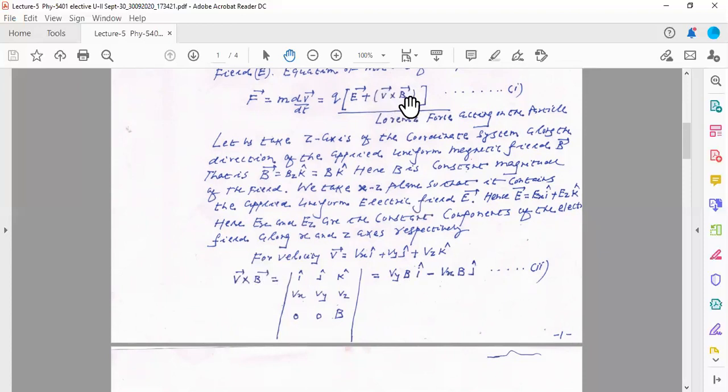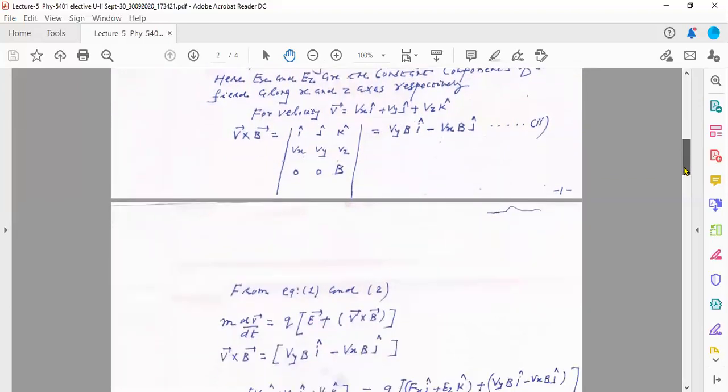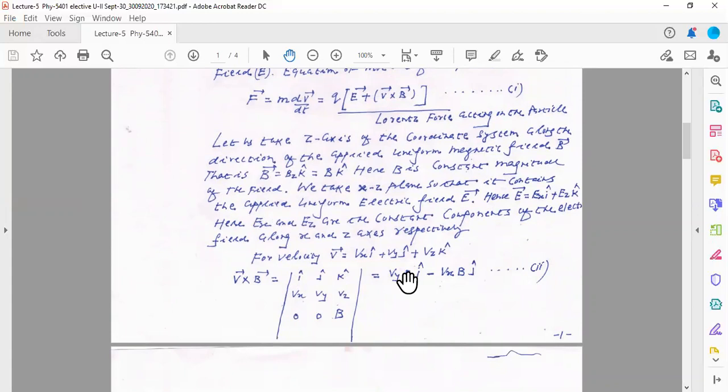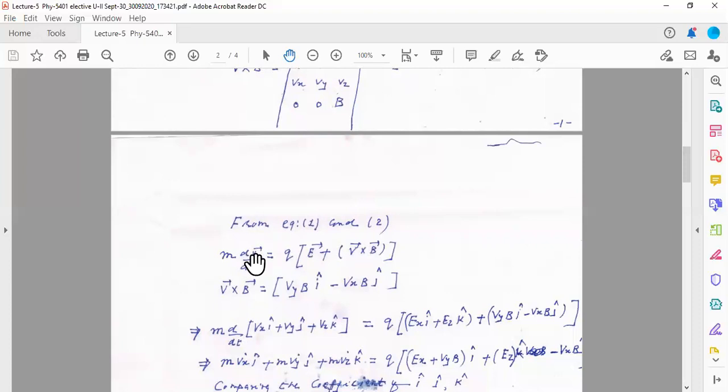So we will substitute V cross B in equation number one to find the components of the force experienced by the charged particle in the combined field. Let us work out the equation of motion and find the components of the force. So these are the two equations: equation number one and equation number two, which I am rewriting once again for your reference.